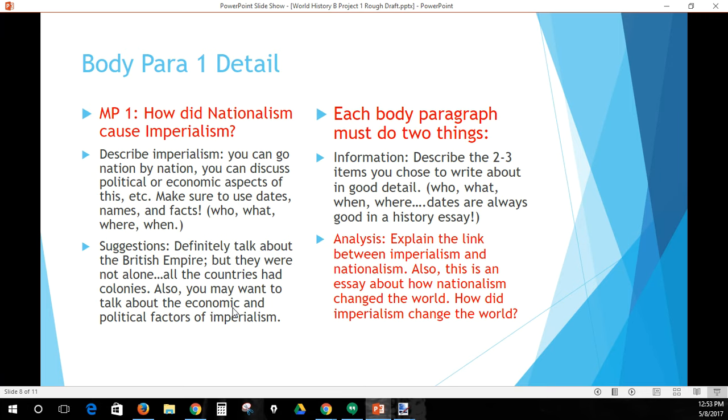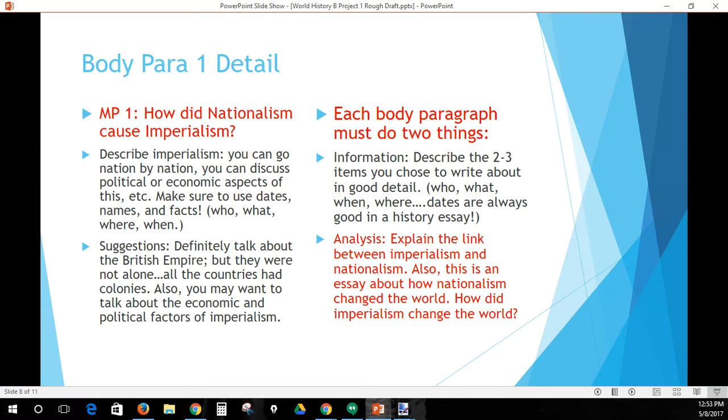So let's talk about body paragraph one. How did nationalism cause imperialism? You have to do two things in each of your body paragraphs. You need to provide information about the topic, and then you need to explain or analyze how that information ties it to the thesis statement.